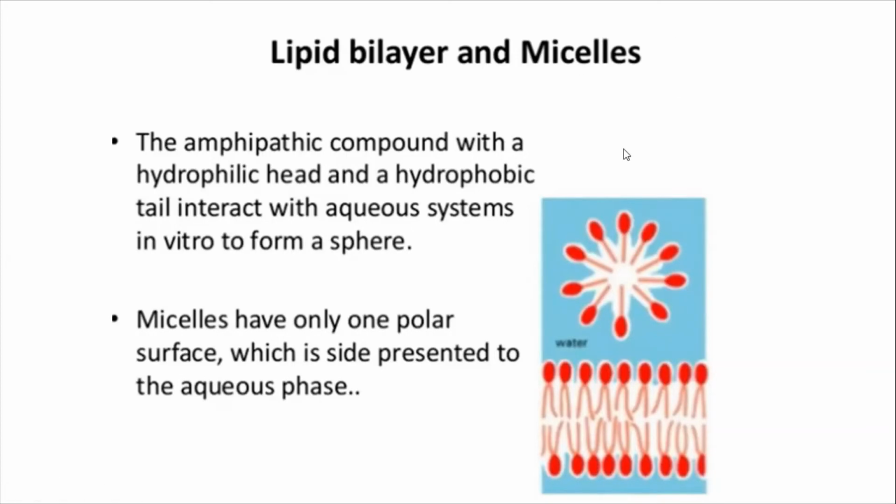Okay, so these are nothing but the amphipathic compounds which have got both a hydrophilic head, ये आपका हाइड्रोफिलिक हो गया, जहां पे आपका फॉस्फेट ग्रुप प्रेजेंट रहता है, ठीक है? And the hydrophobic tail, that is your carbon chain is there. They interact with the aqueous system in vitro to form a sphere. So this you know, right? In order to avoid maximum contact with the water, they form a sphere. Now micelles have only one polar surface, which is the side presented to the aqueous phase. Clear?